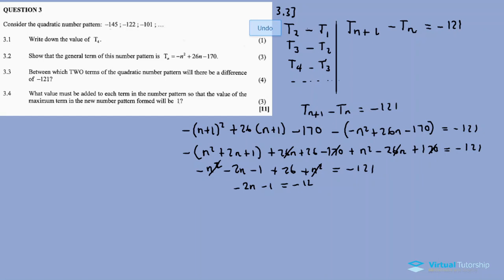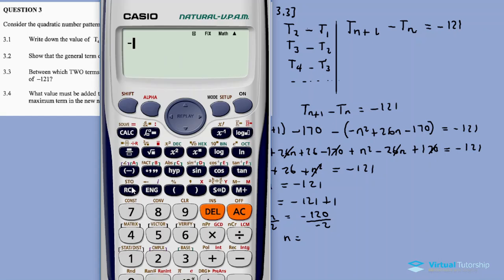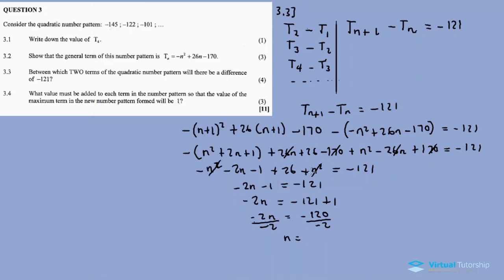Right there. Okay, minus 2n equal to minus 121 plus 1. Minus 2n is equal to negative 120 divided by negative 2. Negative 2n is equal to... let's see, negative 120 divided by negative 2 is 60. 60, is it? 60.